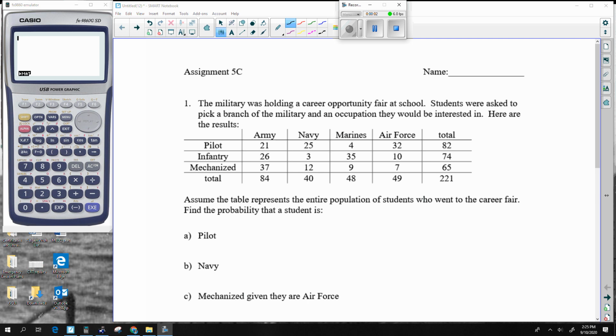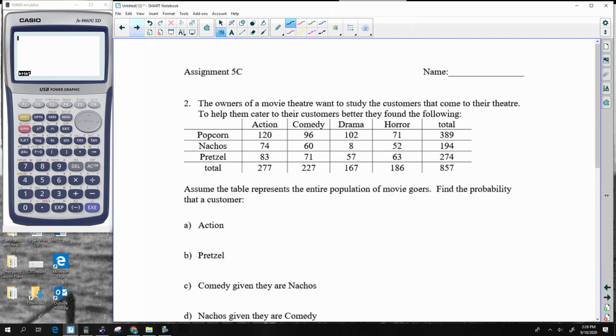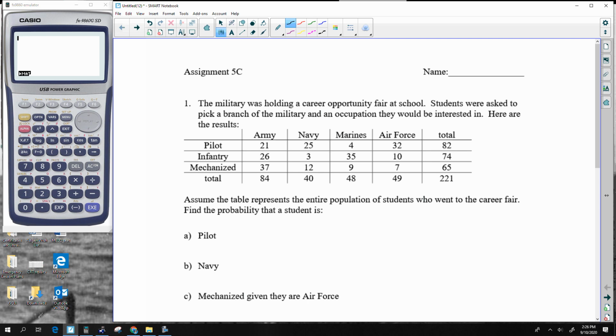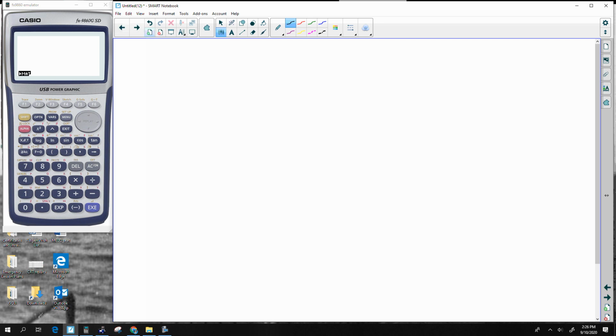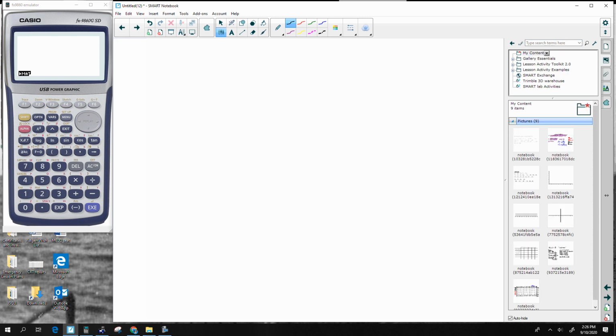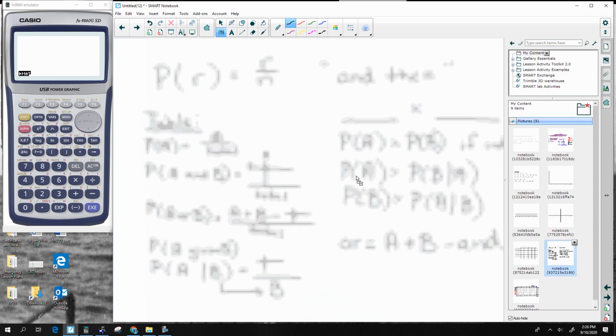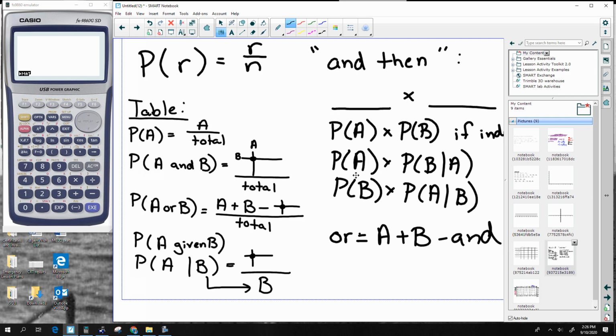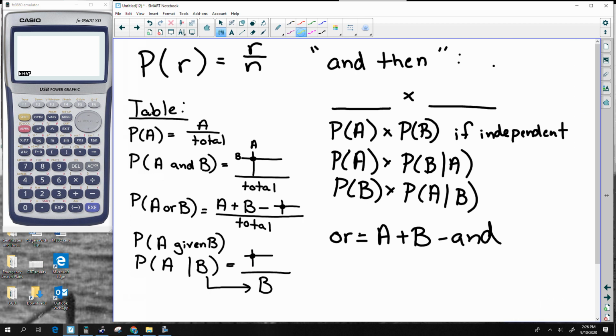All right, more probabilities, everybody. We have assignment 5C, and what this assignment has completely to do with is just purely table problems. So again, let me go ahead and bring in my general rules of probabilities and things like that. And what we are really focusing on here is just purely the table problems.